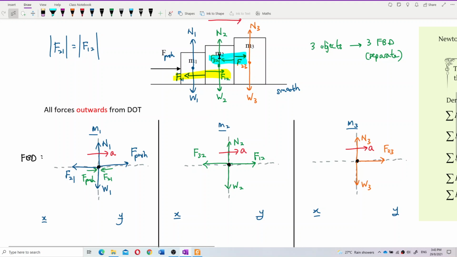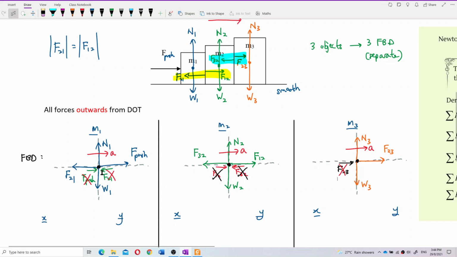Similar things go for mass 2. You cannot draw F12 over here, and then F32 over here. This is wrong. And also for mass 3, don't draw F23 over here. Okay, this is all wrong. Cannot draw like that. All these are wrong. Don't draw all the forces towards the point.